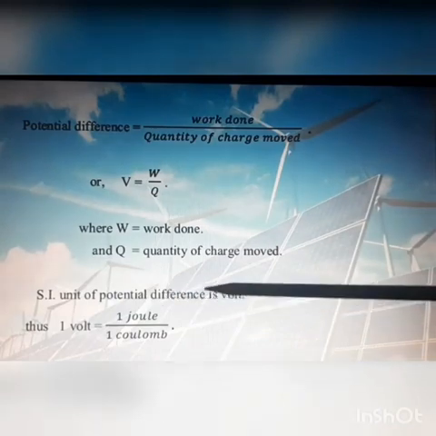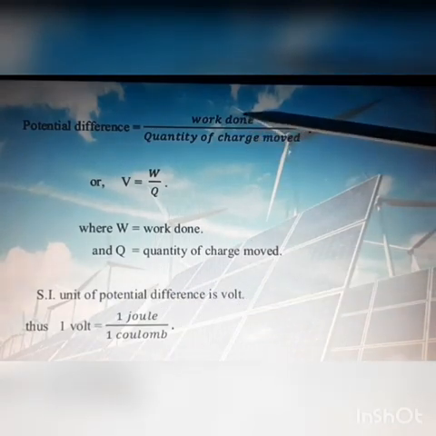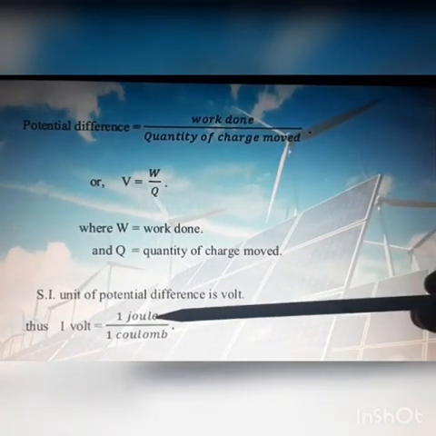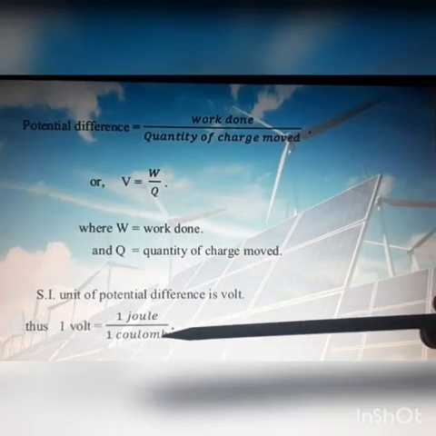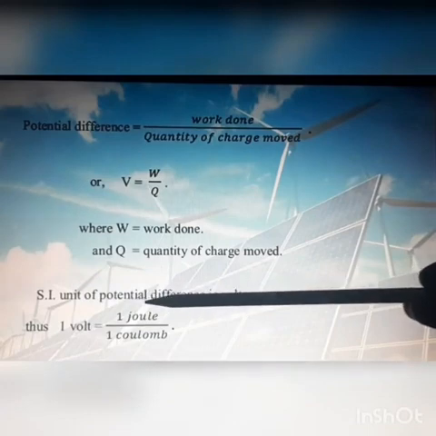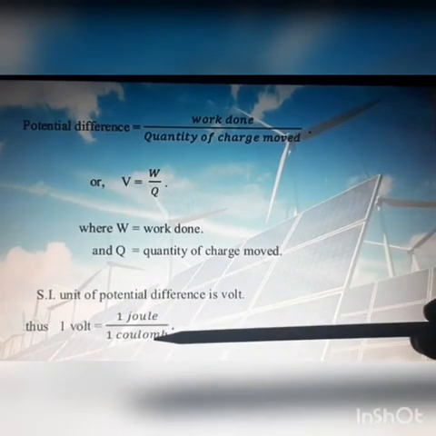The SI unit of potential difference is volt. We know that the SI unit of work done is joule and that of charge moved, Q, is coulomb. So volt is equal to joule per coulomb.